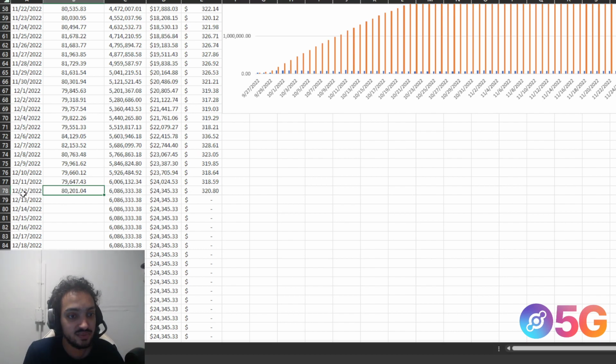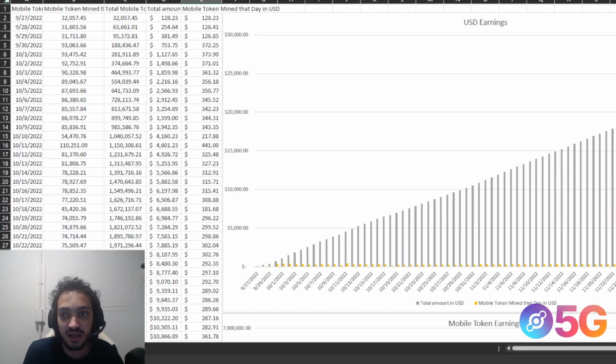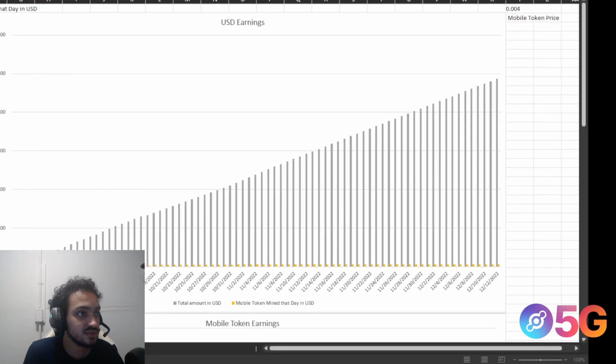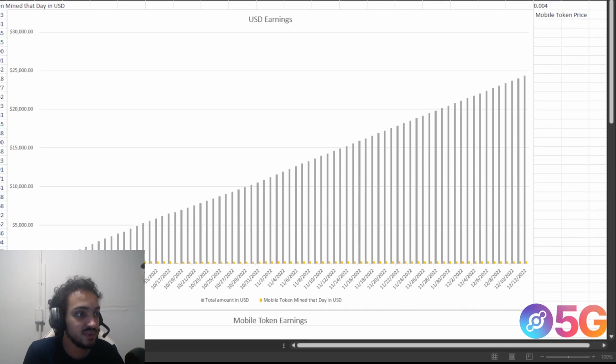The last one that I got was yesterday. On the 12th, which was yesterday, I got 80,000, which is $320.80. Going back to the same point, this is based on 0.004. I can show that to y'all. 0.004 right there.